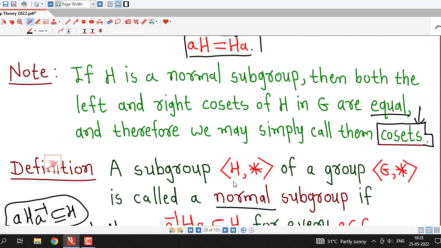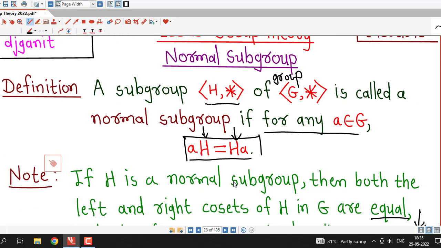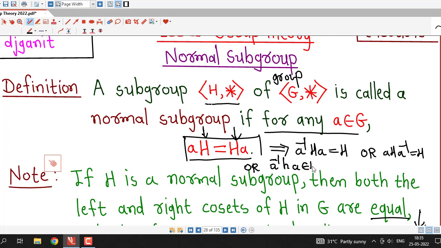So remember all these equivalent definitions, they are easy to understand. This I can rewrite as A inverse H A equal to H, or A H A inverse equal to H, or I can rewrite in this way: elements of the type A inverse h A must be present in the subgroup H, or elements of the type A h A inverse must be in H. So all these three are equivalent definitions of normal subgroup.